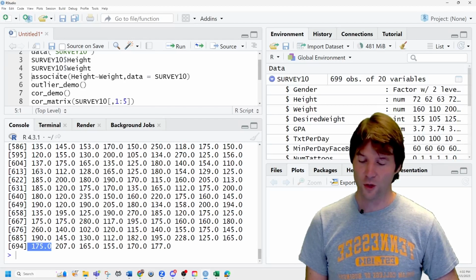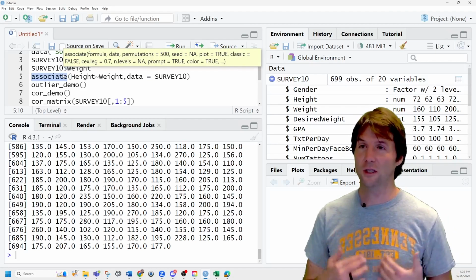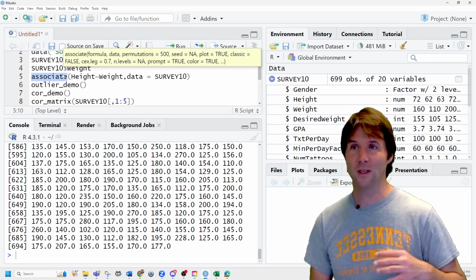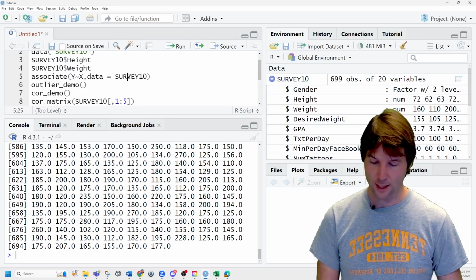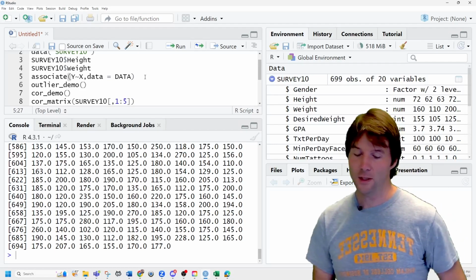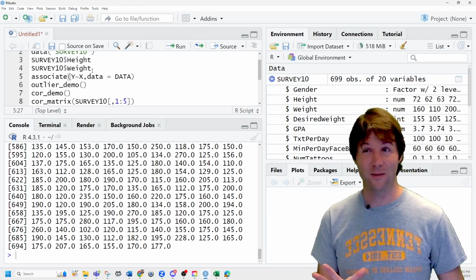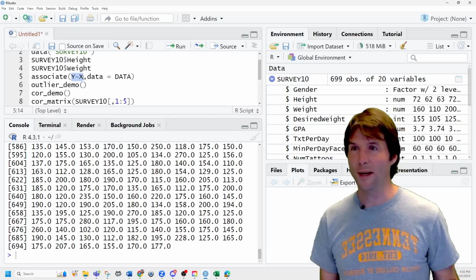Now we get to an important piece of code that we'll use for the remainder of this lecture. We have here associate. The associate function is in regclass and lets us look at the association between an x and y variable. The way it goes is y tilde x comma data equals, and that's kind of the base format of it. So you have 2 arguments that are necessary. Argument 1 is a formula. Think of it as like y equals x.